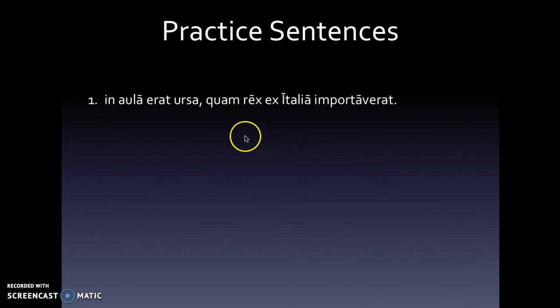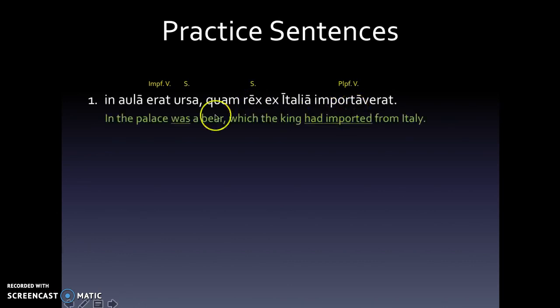All right, so let's look at the first sentence. Erat is an imperfect verb. Ursa is the subject of that verb. Here we have a relative clause. King is the subject of the relative clause. Importaverat is the pluperfect verb of that clause. In the palace was a bear, which the king had imported from Italy.